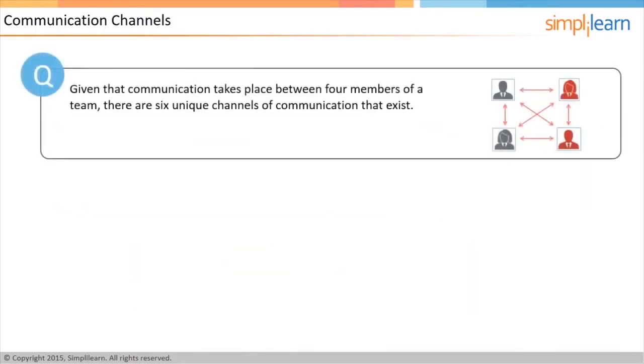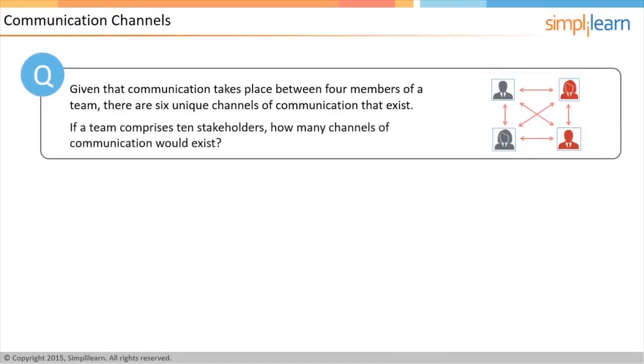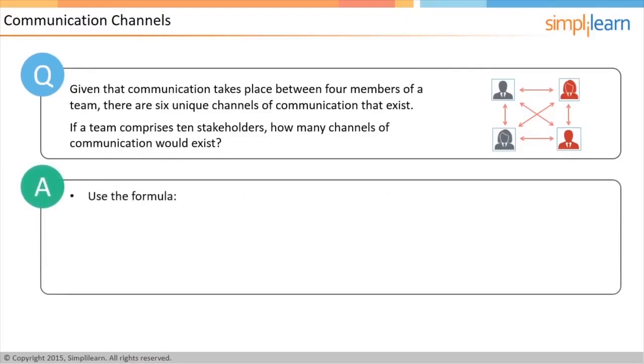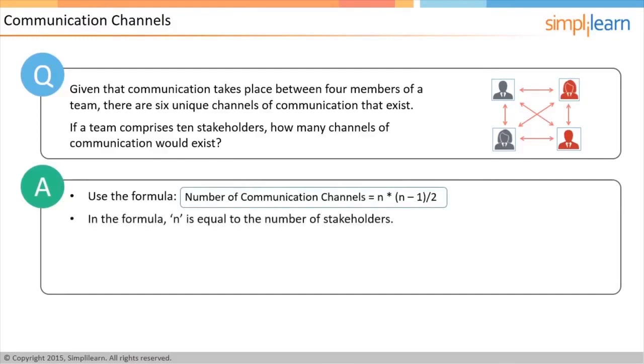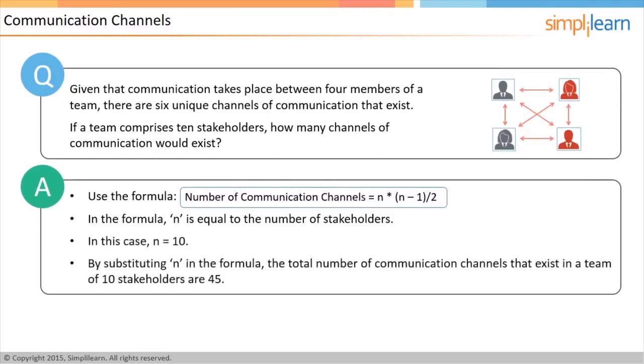Communication takes place between 4 people in a team. The lines across the members represent there can be 6 unique channels of communication existing within the team. Now, if the team comprises 10 members, how many unique channels of communication will be calculated? You can use the formula n multiplied with n minus 1 and the resulting sum divided by 2, that is, n(n-1)/2. N is the total number of people involved in communication. In this case, n equals 10. If this is put into the formula, you will get 45 as the result. Therefore, 45 unique communication channels exist in a team of 10 people.